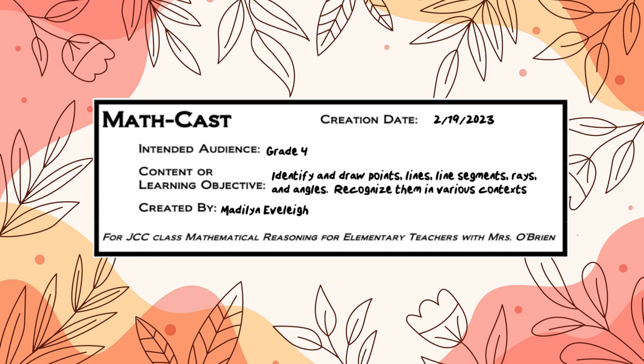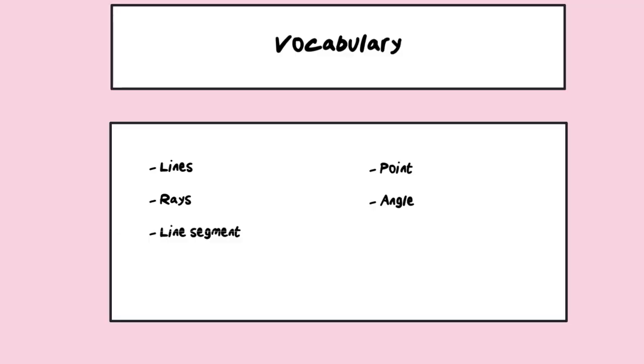Today our learning objective is to identify and draw points, lines, line segments, rays, and angles, and also to recognize them in various contexts. Our lesson is intended for grade 4. Before we get into our lesson, I want to go over some vocabulary. We need to understand what a line, a ray, a line segment, a point, and an angle is.